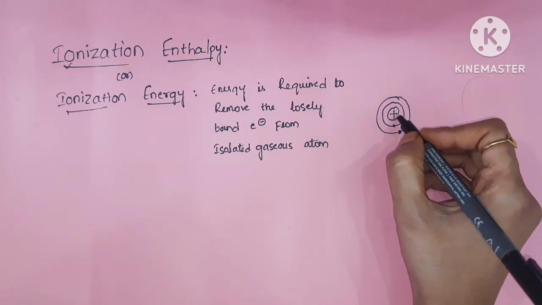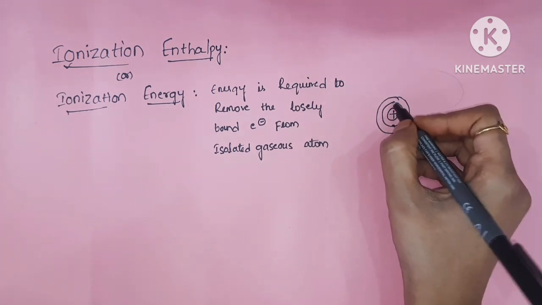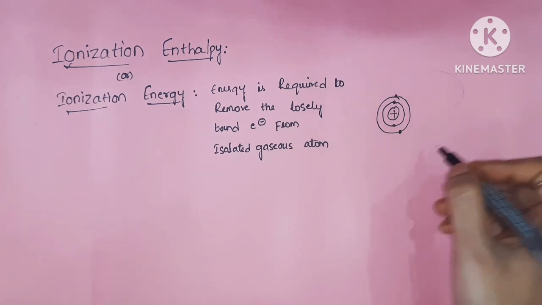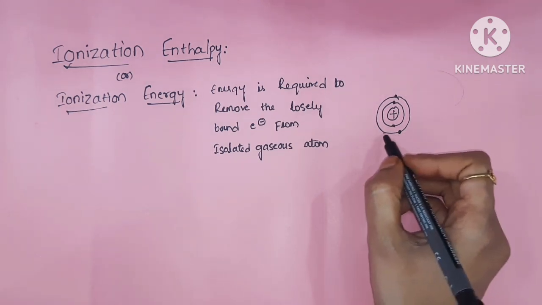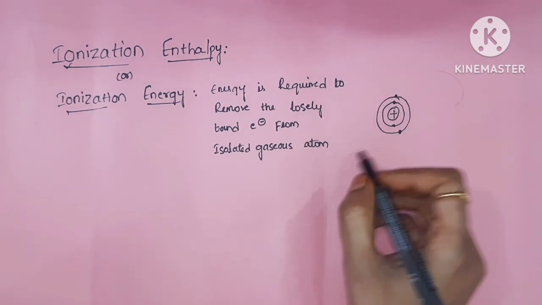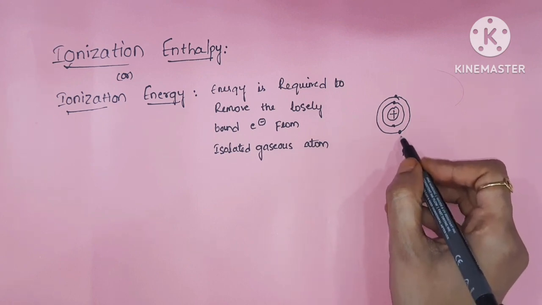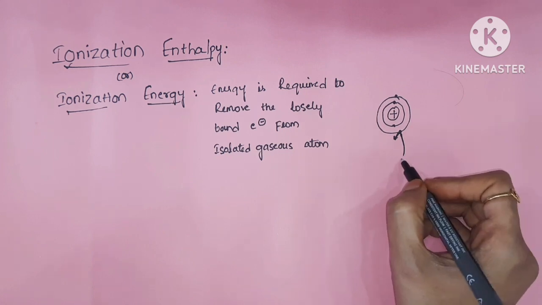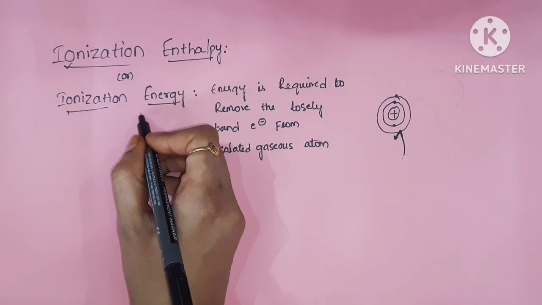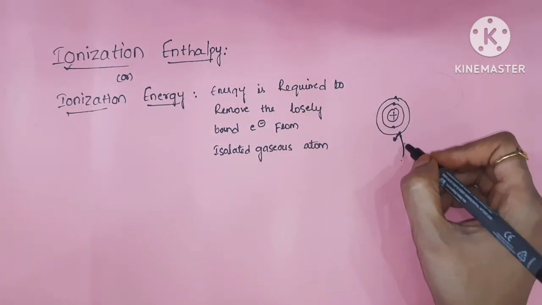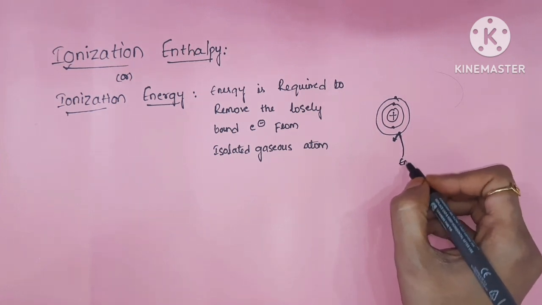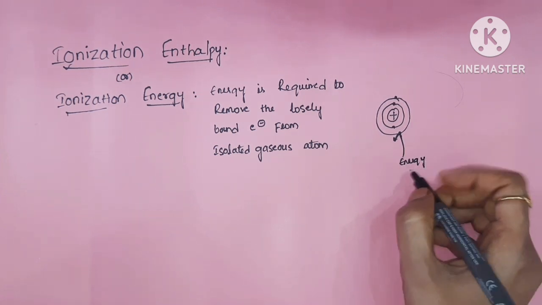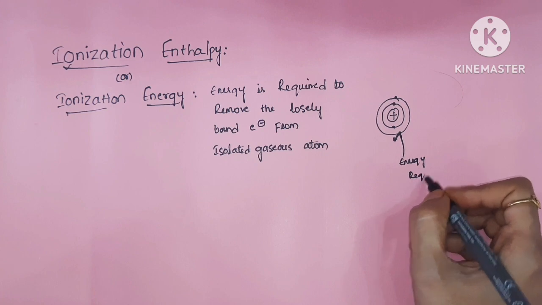The nucleus is positively charged and electrons are revolving around the nucleus, right? So this is an atom. The energy required to remove this electron from the atom is the ionization energy. That means energy is always required here.